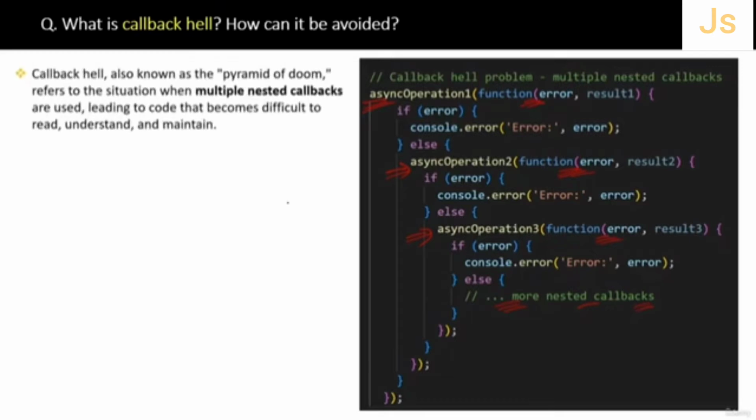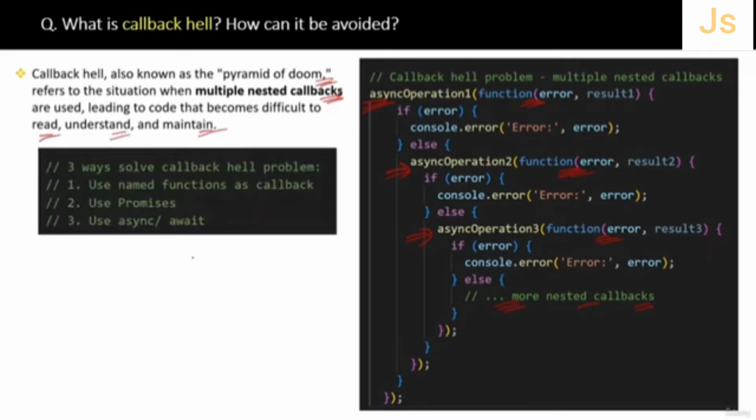The definition is: callback hell, also known as the pyramid of doom, refers to the situation when multiple nested callbacks are used, leading to code that becomes difficult to read, understand, and maintain. Now there are two ways to solve this callback hell problem. Okay, the first is using named functions as callbacks. Basically these anonymous functions make the code more complex and unreadable, right? So if it is a named function, then this code will be smaller and simpler.